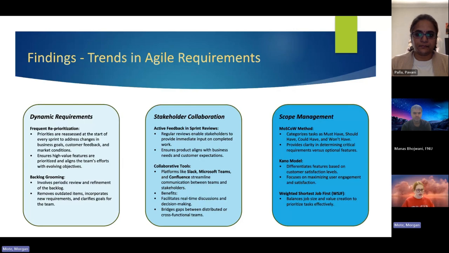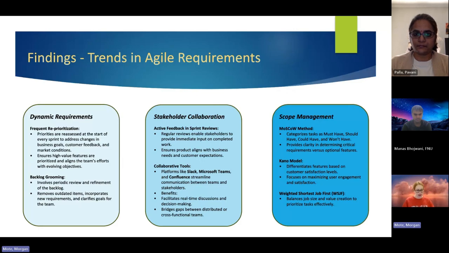So our research uncovered three significant trends in agile requirements management that are shaping how teams operate in today's dynamic development landscape. Each trend underscores the importance of balancing flexibility and structure in agile environments. First, we see the increasing importance of managing dynamic requirements. Agile projects often involve rapidly changing needs driven by evolving customer demands, competitive market shifts, or unforeseen project challenges. This requires teams to engage in frequent reprioritization and backlog grooming.